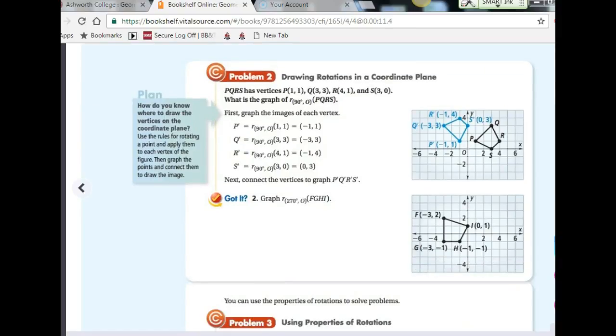If you're drawing rotations in a coordinate plane, first of all, we've got a quadrilateral here. PQRS has vertices of (1, 1), (3, 3), (4, 1), and S is (3, 0). And you can see that's these 4 points right here.